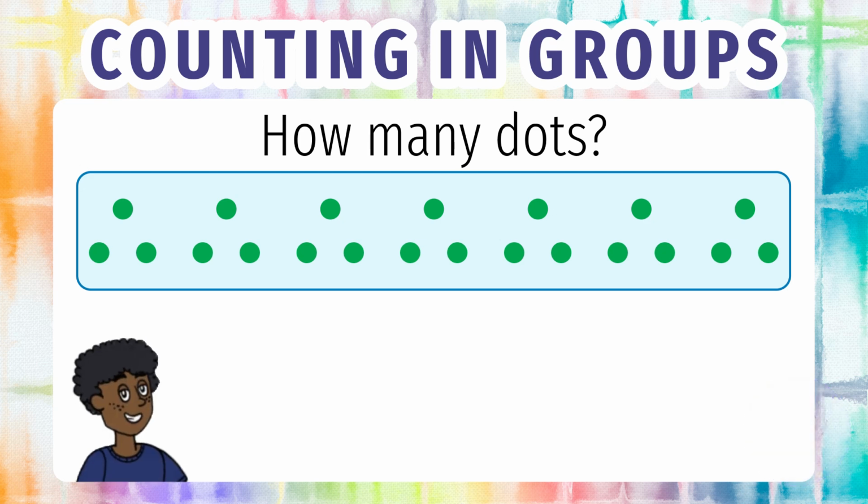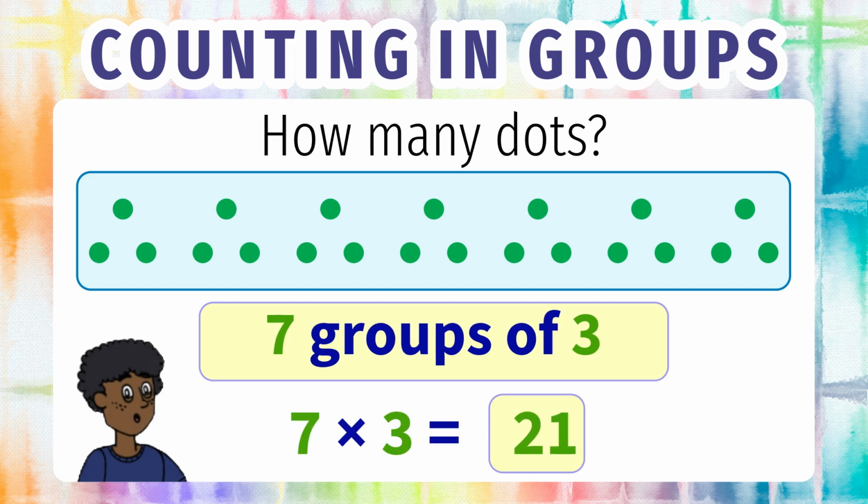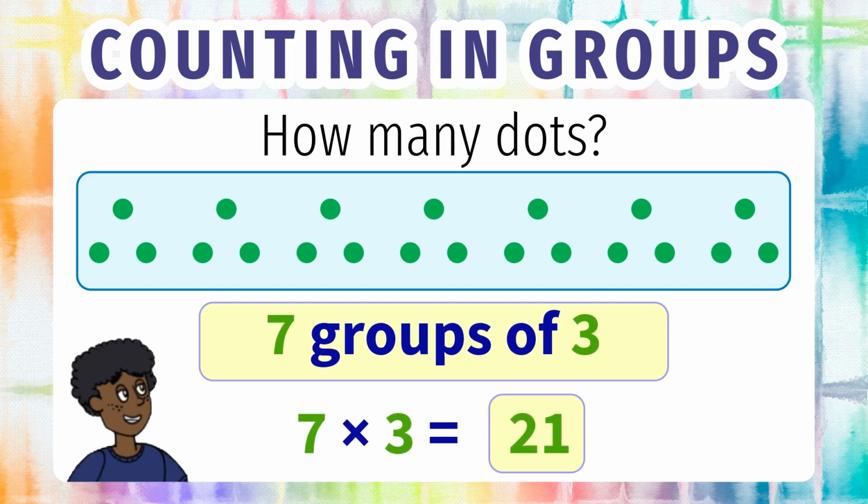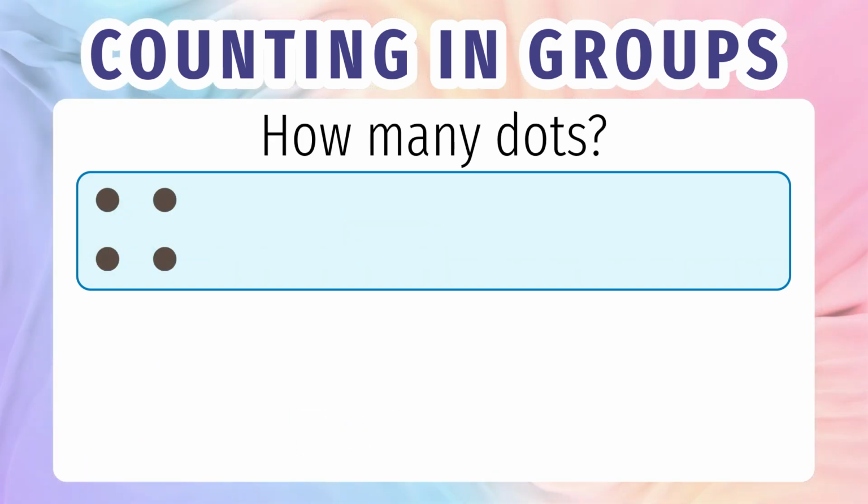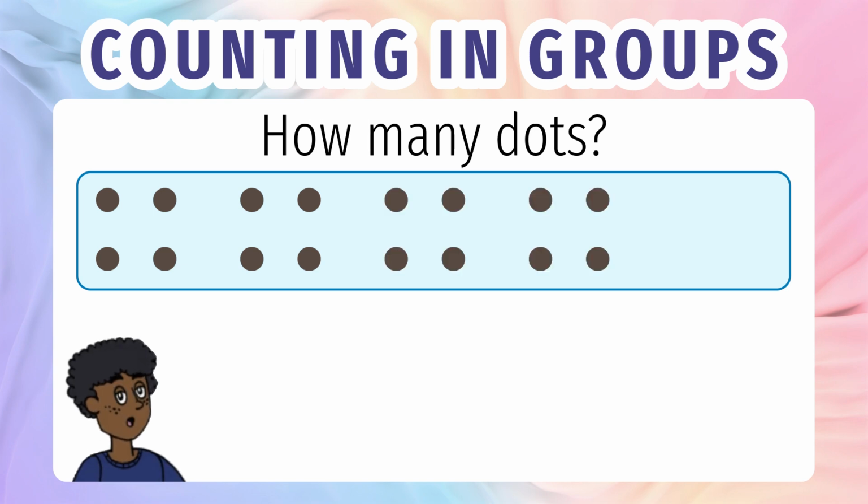There are 7 groups of 3. 7 times 3 is 21. There are 21 dots. Want to check? How many dots are shown now?